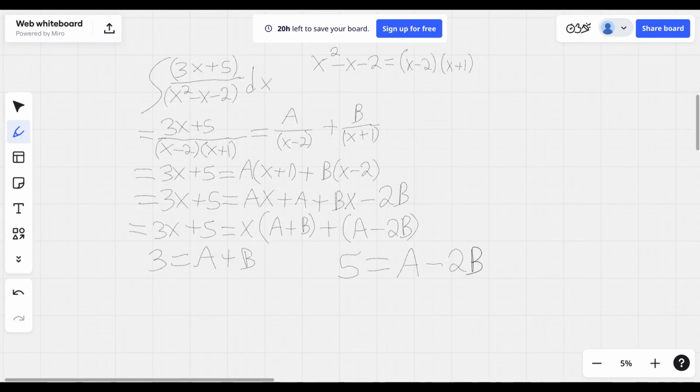Now we have to solve these equations. There's multiple different ways you could choose to do this. This is just algebra, so we're going to just subtract the second equation from the first equation. So we're just going to do that, and we're going to get 3B equals negative 2. And then when we solve for B, we're going to get B equals negative 2 over 3.